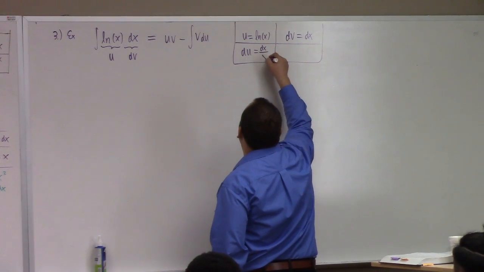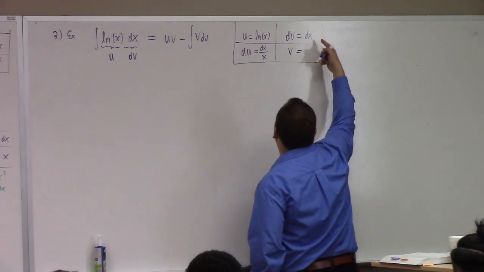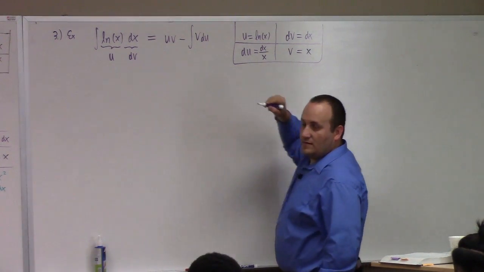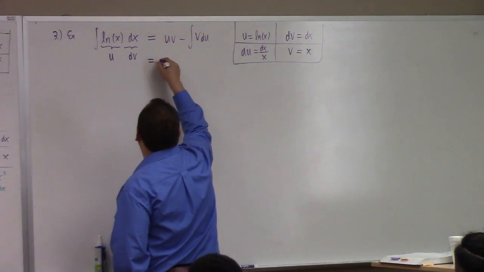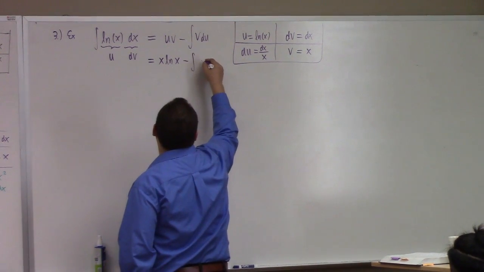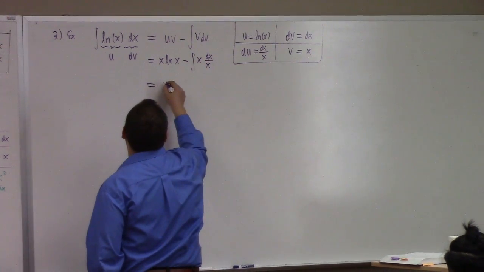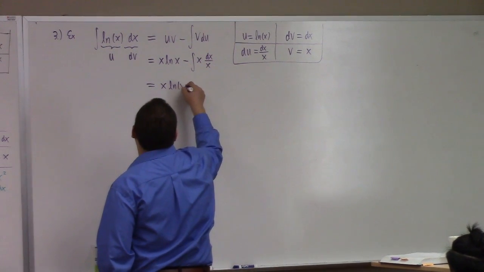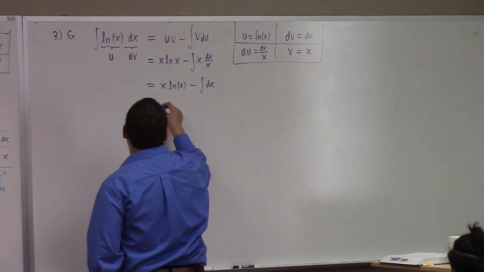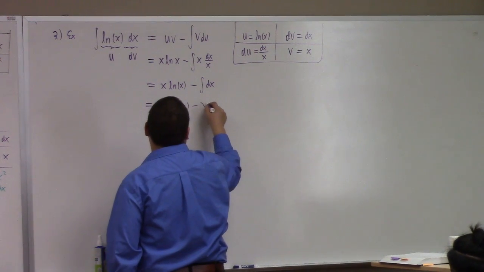dv is dx. Okay, so du, what's the derivative of natural log? You got yourself a dx over x. What's the integral of dv? Derivative dv equals dx, so v equals x. So what you got here is x log x minus the integral of v du, which is x times dx over x. And that gets us x log x minus the integral of dx, also known as x log x minus x plus a constant.